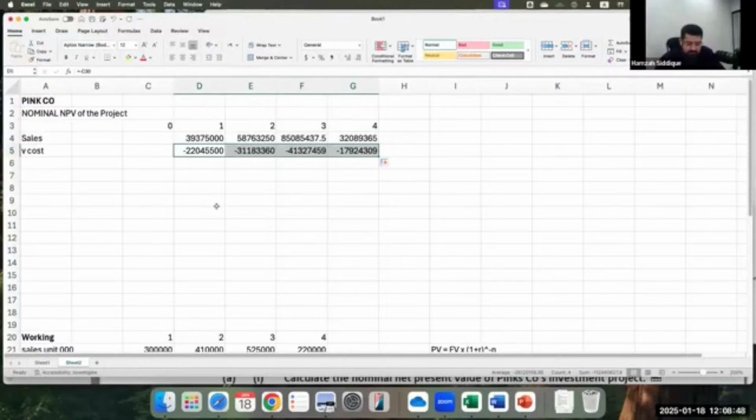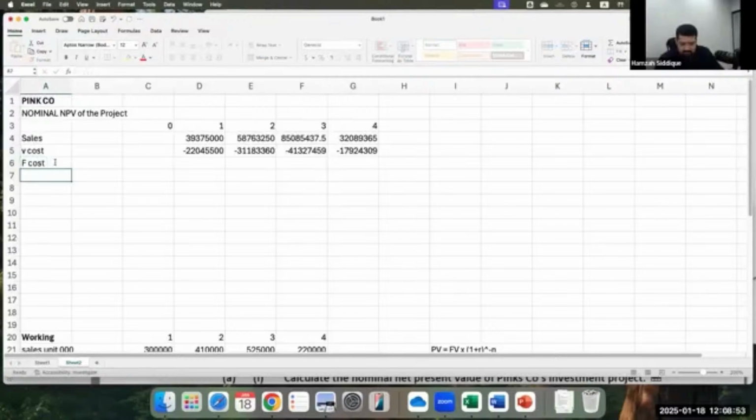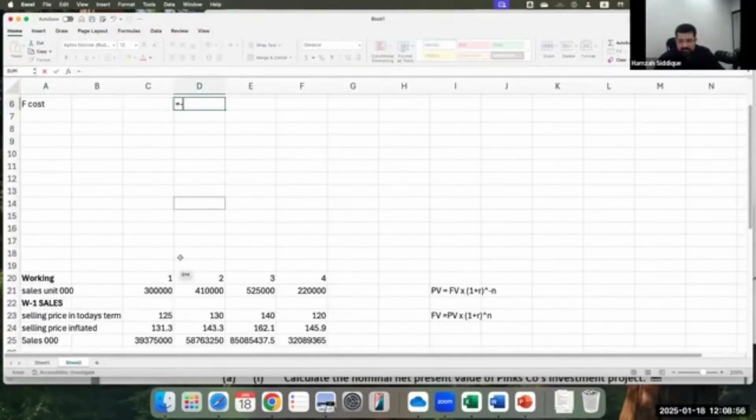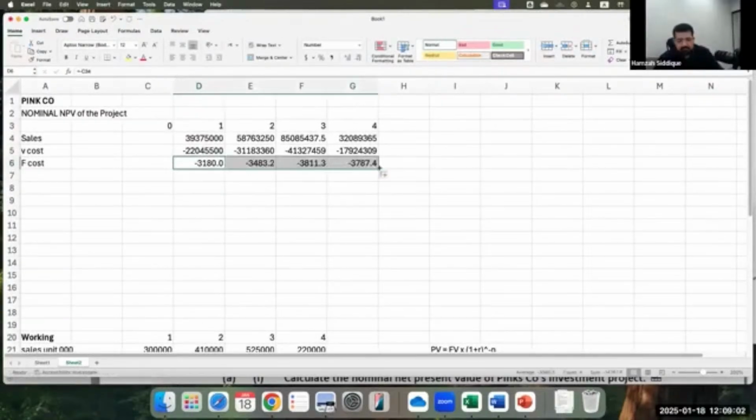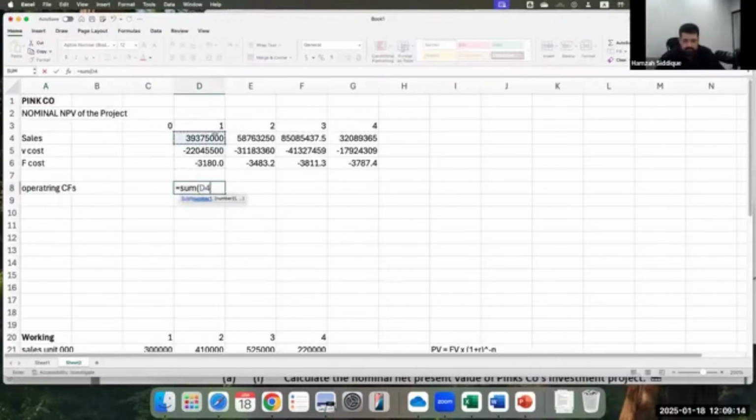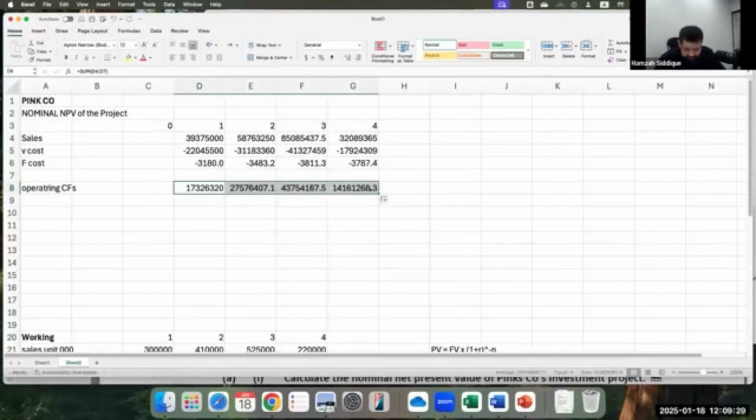So variable costs. Less fixed cost, minus, link. These are the operating cash flows. Yes, operating cash flows.